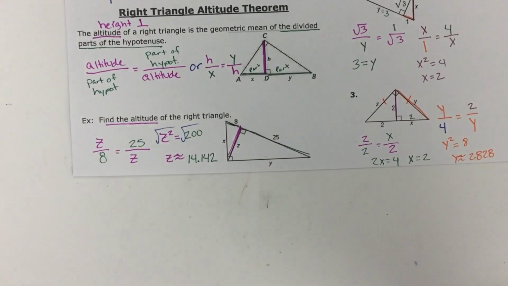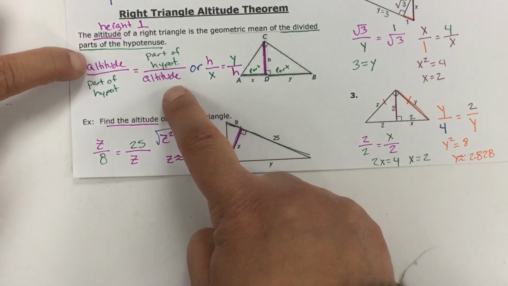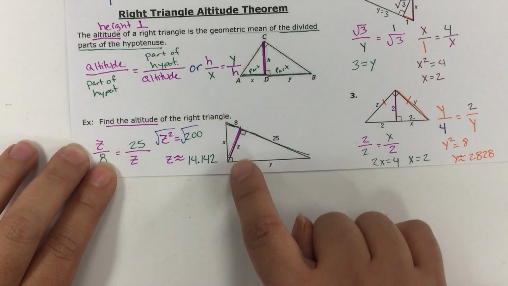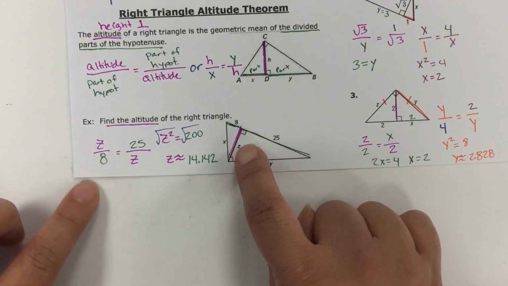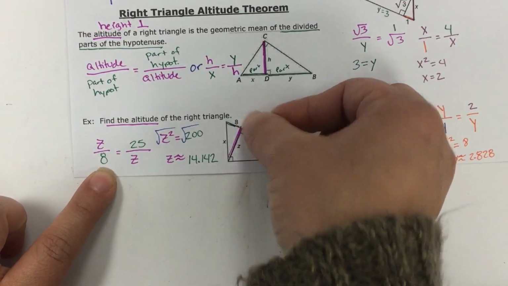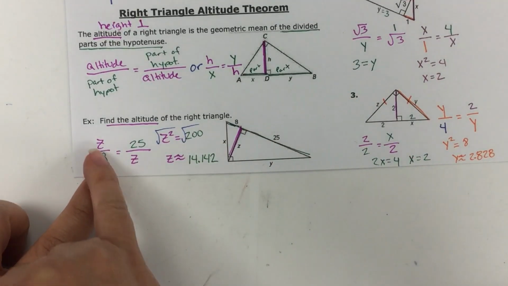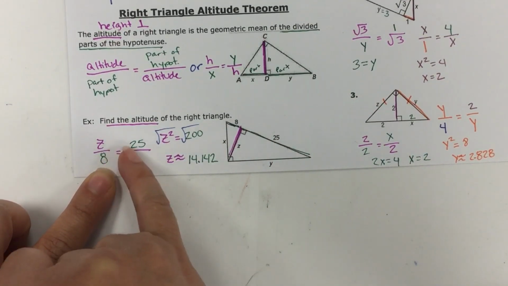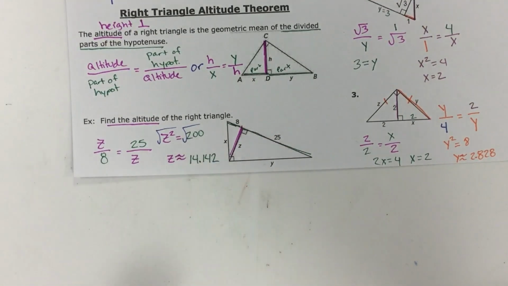Here's an example. We have multiple variables, and we are just looking for the altitude. What is this height from the 90-degree angle to the hypotenuse of the right triangle? That's our z value, the altitude we're looking for. So I have my altitude over part, which is 8, is equal to my other part of 25 over z. z times z is z squared. 8 times 25 is 200. Square root. I got a decimal, so I go ahead and round. Remember, you're in pre-AP, so you need to be rounding to the third decimal spot.